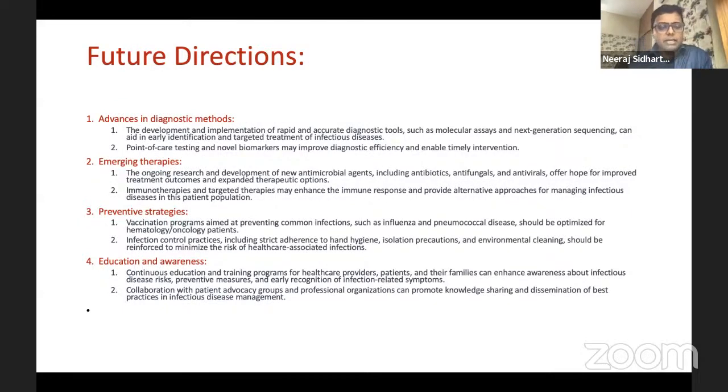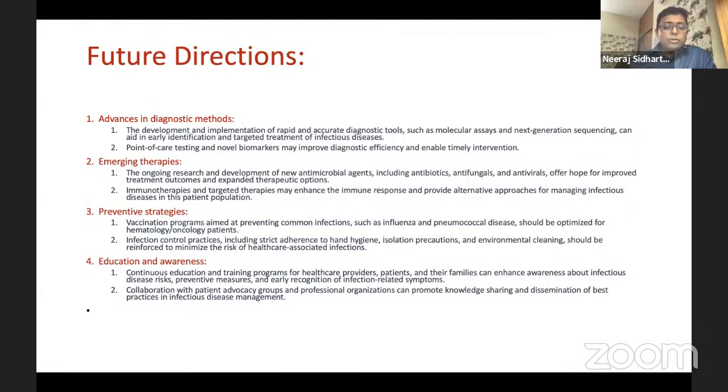For example, currently we have an influenza epidemic going on, at least in our place. Sorry, it's not a pandemic. But what I realized is many of our patients we have not been able to vaccinate. So influenza and pneumococcal are vaccines for which we should optimize this strategy. Prevention is always better than cure.